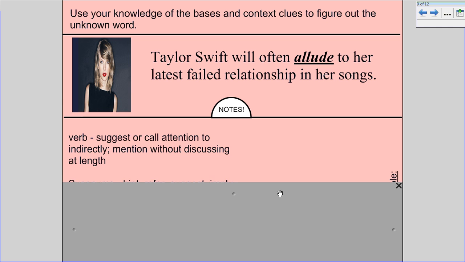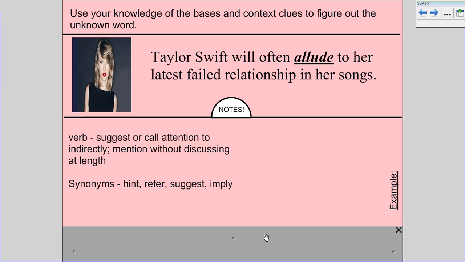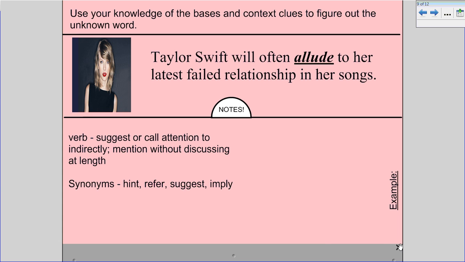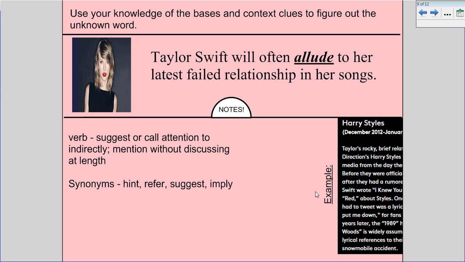Well, she's kind of playing with that idea of that relationship and what had happened with it. So when you allude to something, you are suggesting or calling attention to something, usually in an indirect way. So this would be by hinting, referring, suggesting, implying. She's not really coming out and saying what happened, but she's just kind of playing around with the idea. Write down that definition in your graphic organizer.